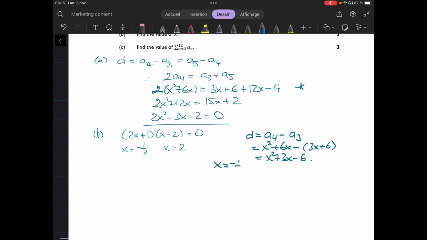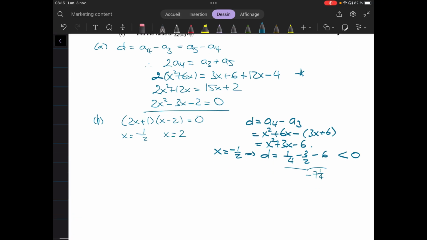If x is negative 1 by 2, the common difference is going to be negative, because we are around minus 7 1/4. If x is equal to 2, the common difference is going to be 4, greater than 0. Therefore, x has to be equal to 2 and you have to reject the other one.